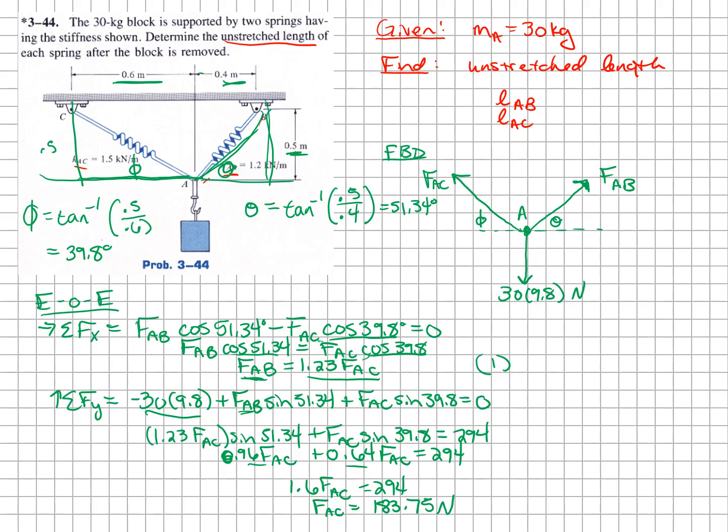And then if I put this into equation 1 up here, I get that FAB is equal to 226 newtons. So these are two interim values that tell me the force that is seen on the springs, but that doesn't answer the question of what the unstretched lengths are.